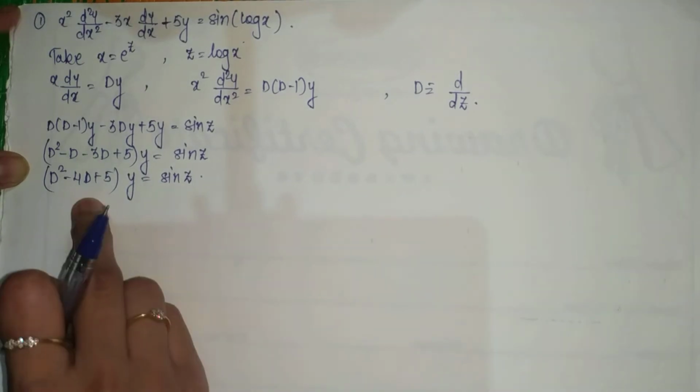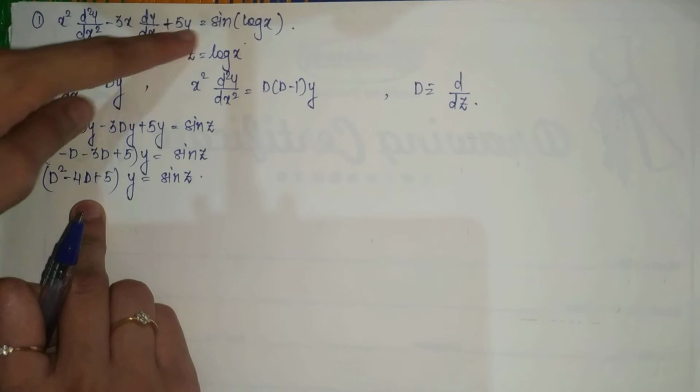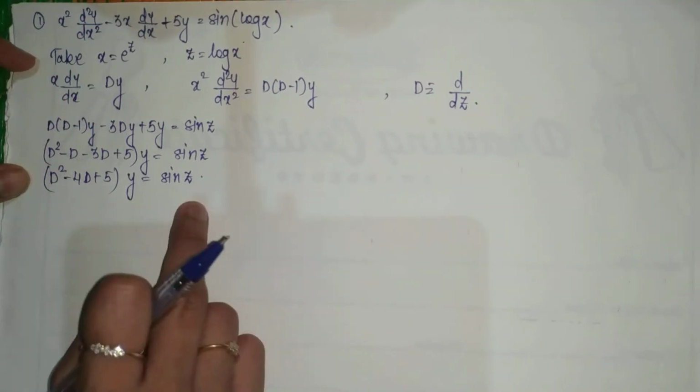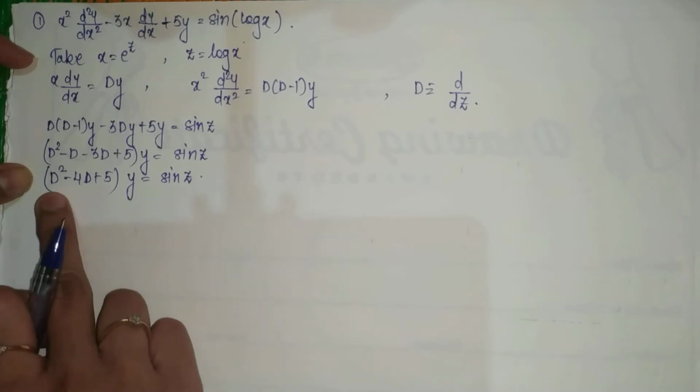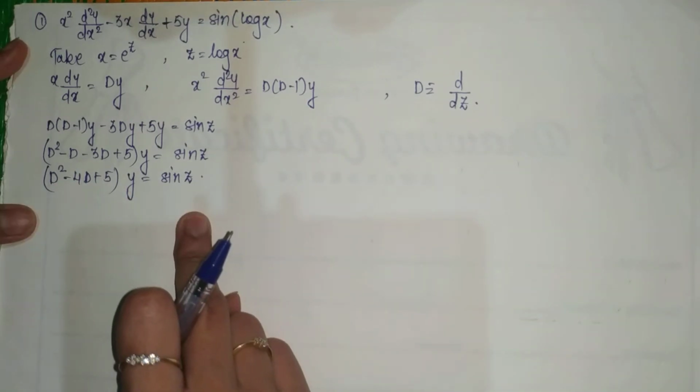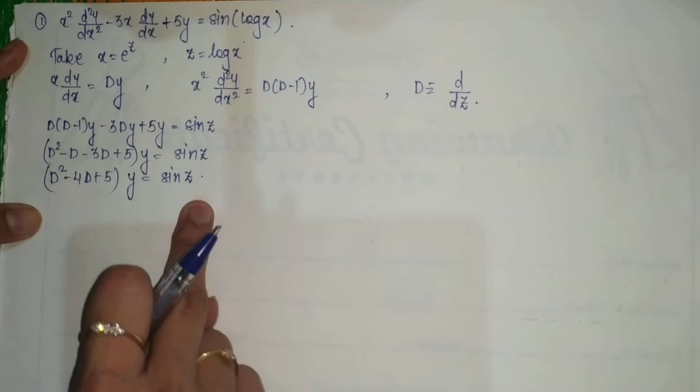Now see, this is a differential equation where the coefficients were not constant, but after taking the substitution, whatever differential equation I am getting is with constant coefficients. But remember, here my D is d by dz, so whatever answer I am going to write will be in terms of z. Now we can solve this easily.